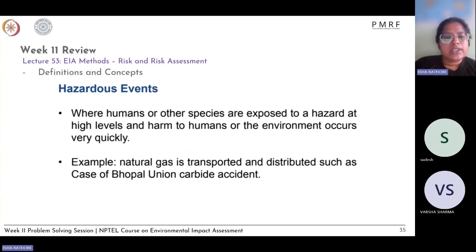Then hazardous events, where humans or other species are exposed to a hazard at high levels and harm to humans or environment occurs very quickly. An example of this is the Bhopal gas tragedy, which happened because of the leakage of gas. So this was the exposure of gas to humans at high levels, and that resulted in casualties and death. So this is an example of a hazardous event.